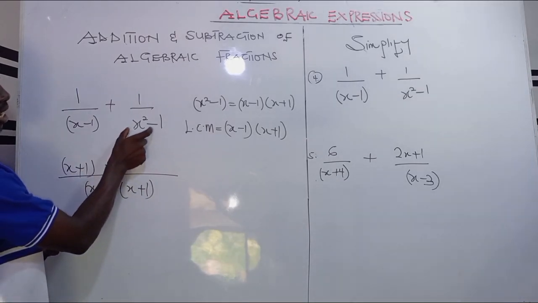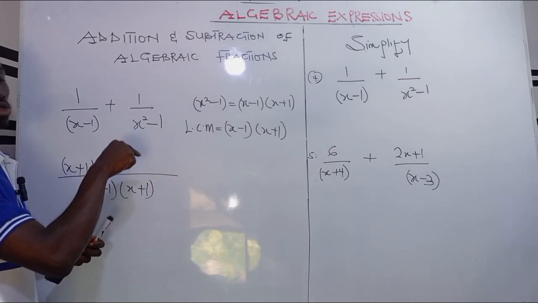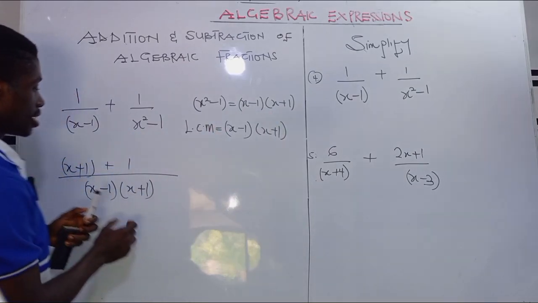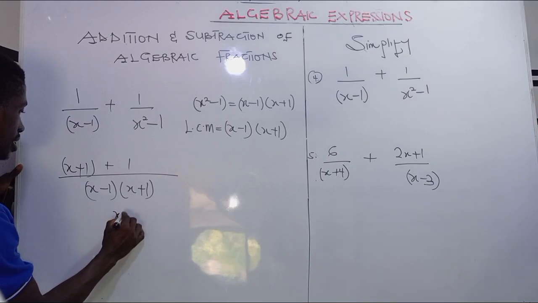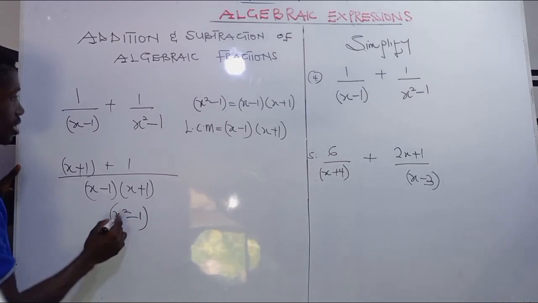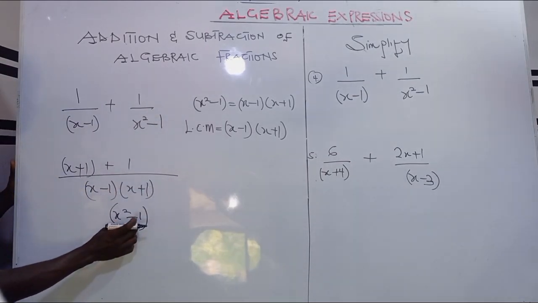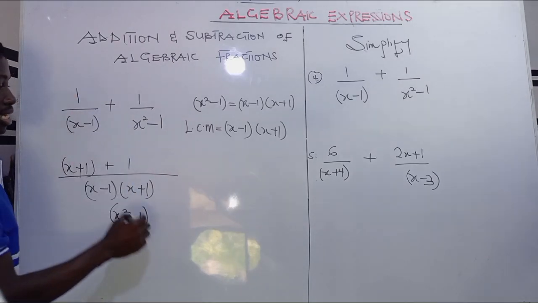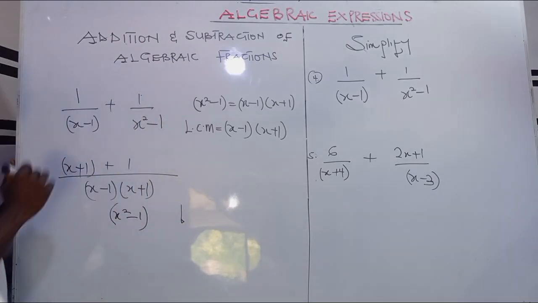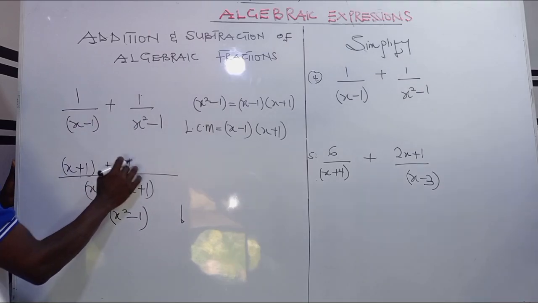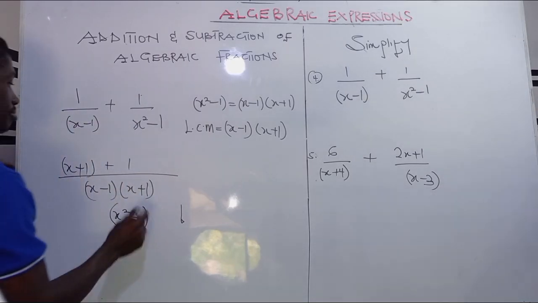In the beginning, I said that x squared minus 1 is a difference of two squares and it can be expressed as this. So this is the same as x squared minus 1. So x squared minus 1 into x squared minus 1 is equal to 1. And then we use the 1 to multiply the numerator. So 1 times 1 will give us 1. Good.